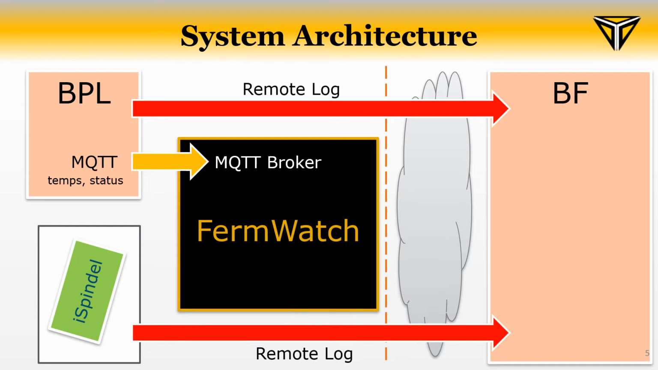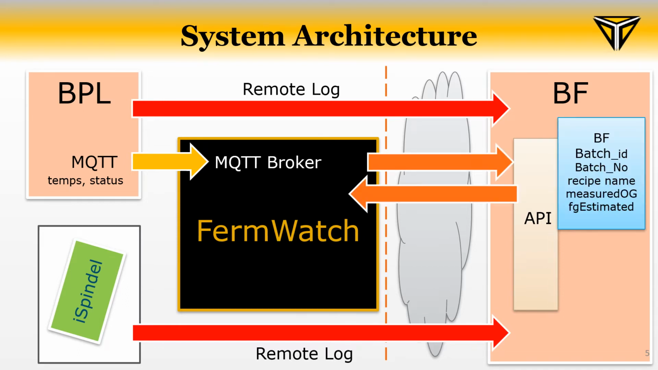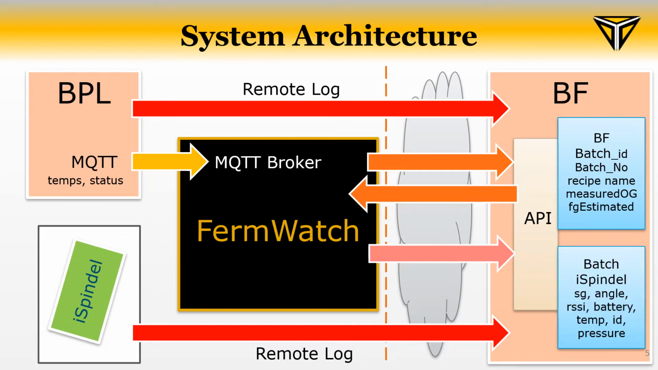FermWatch also does a 2-shot process of accessing the Brewfather API. The first request gets the fermentation batch ID, recipe name, measured OG, and estimated FG. And the second request uses the batch ID to get the latest readings from the batch, so that there is an alternating cycle between BrewPiLess data and Brewfather data.